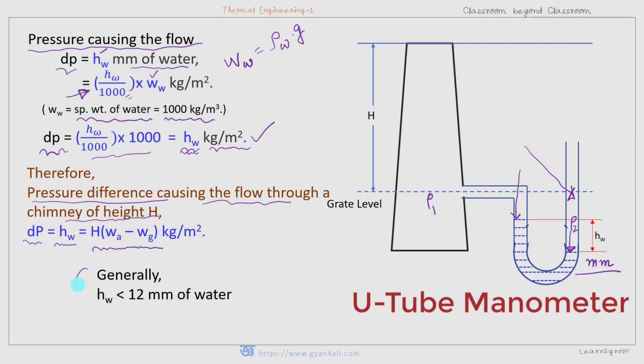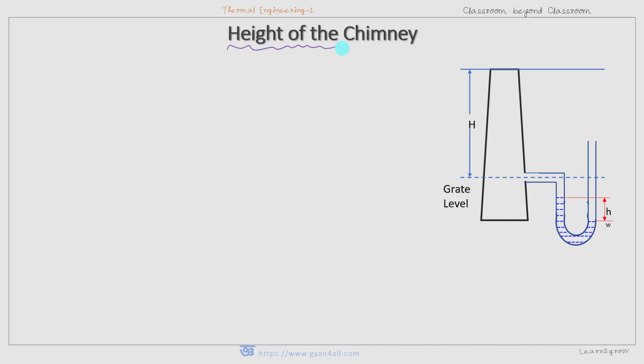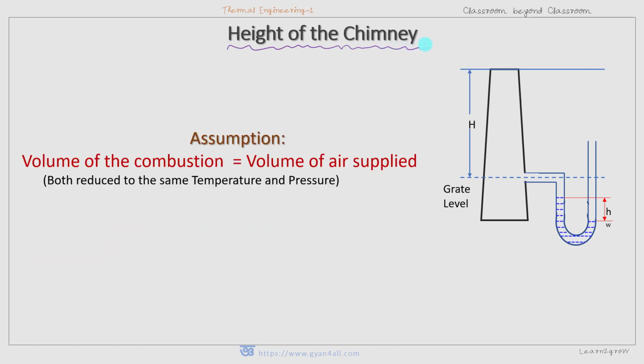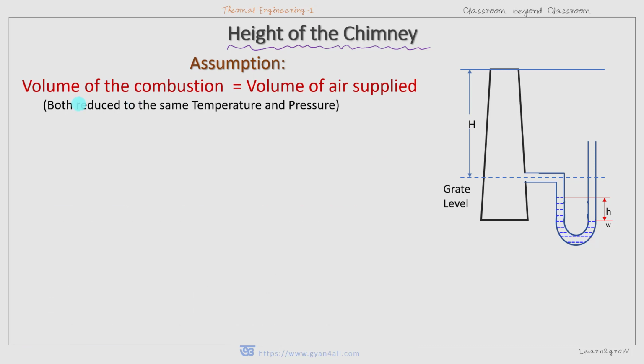And generally the manometer reading is less than 12 millimeter of water, and this is a very small difference in pressure. Now we are going to derive the formula for the height of the chimney, and for that we have to assume something.